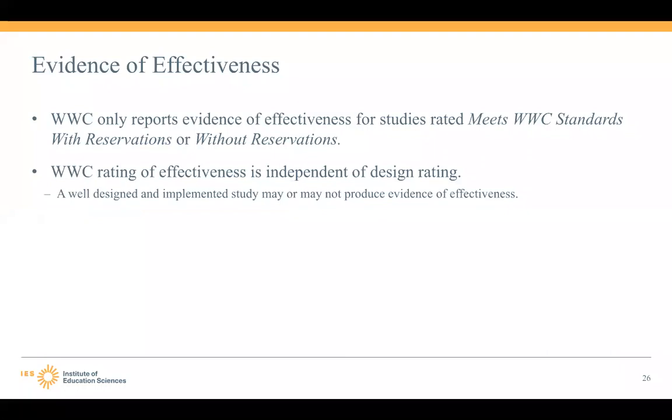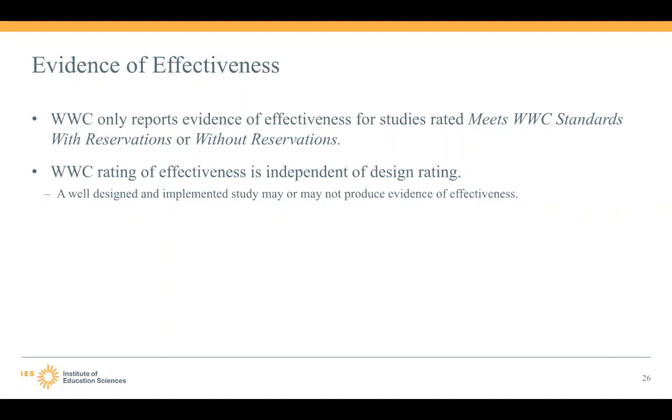So let's move on to the evidence of effectiveness. Like I've said, the WWC will only examine evidence of effectiveness for studies that meet the WWC standards. And evidence of effectiveness includes statistical significance, which is one of ESSA criteria. An important caveat is that the rating of effectiveness is independent of design rating. Meets WWC standards with or without reservations, those are design ratings. These ratings reflect a study's internal validity, how well it's designed and implemented. That's where things like whether a study was a randomized controlled trial or a quasi-experiment matter.